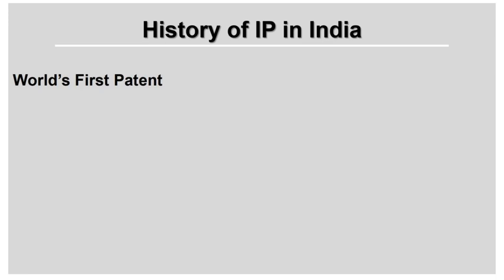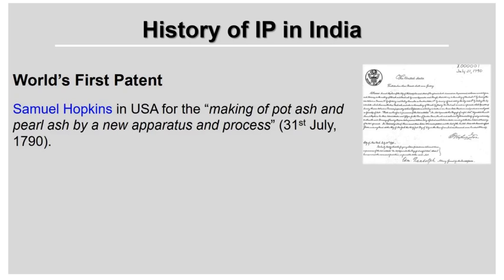For your information, the world's first patent was granted to Samuel Hopkins in the USA for the making of potash and pearlash by a new apparatus and process. This was given on 31st July 1790.